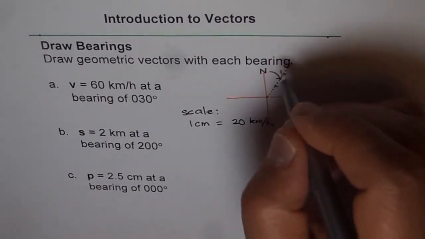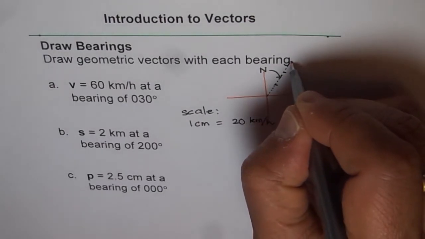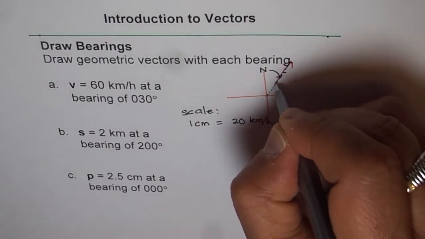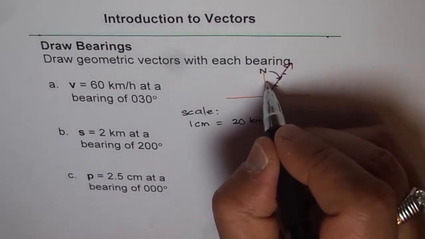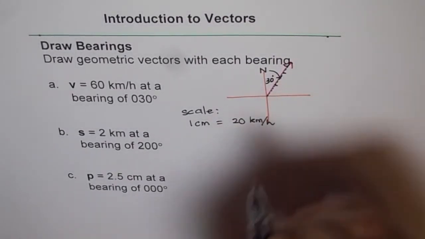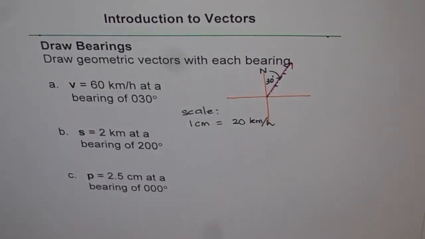So we can always now draw it, and we can get this is my vector, that is the vector, correct? Where from north this angle is 30 degrees, correct? So that is how you get the geometric vector representation for the given vector.